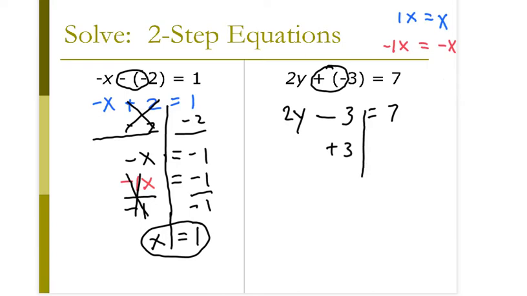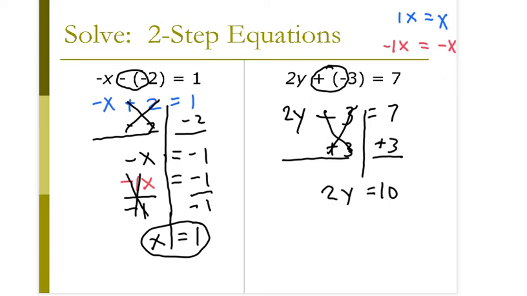Our property of equality says that if we add 3 on one side of our equation, we have to do the same on the opposite side of our equation, or equal sign. So we're going to add 3 right here as well with the 7. 3 plus 7 is 10. On the left side, if we subtract 3 and then immediately add 3, they undo each other. It gives us 0. And of course, 0 plus 2y is just going to be 2y. We bring down our equal sign.